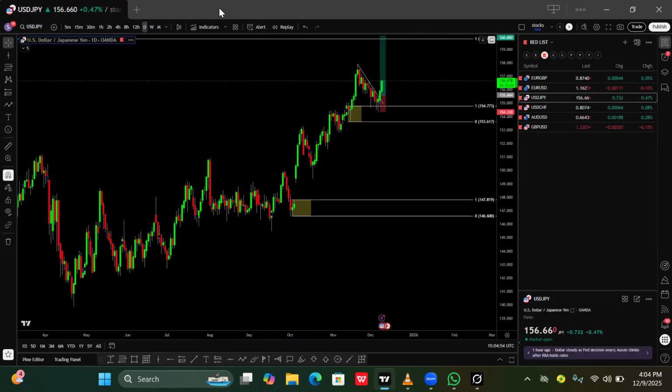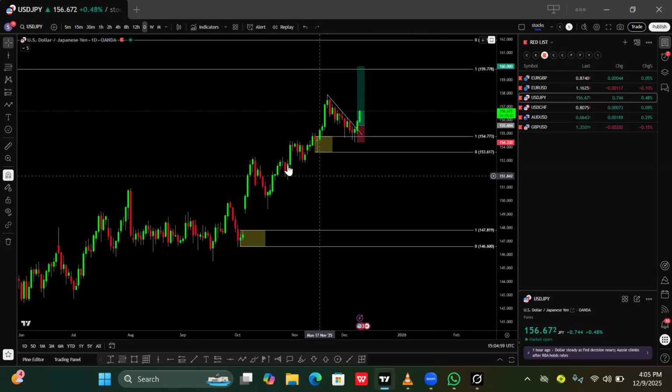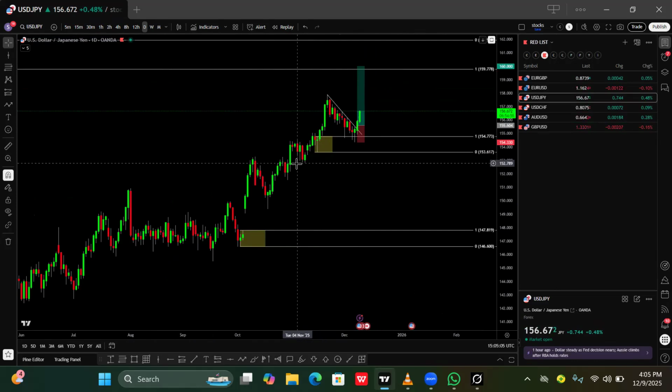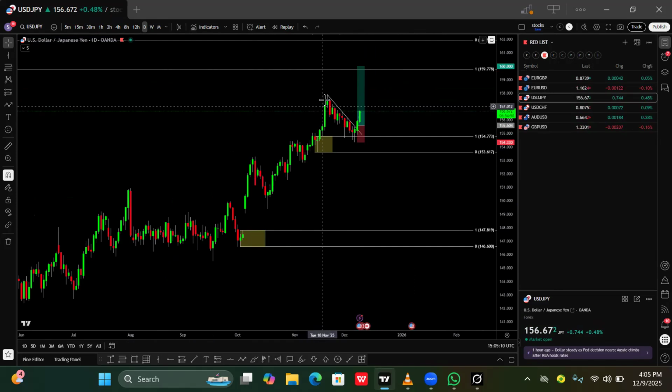USD/JPY. Ooh, this is actually going well. Now, this is the daily time frame. Initially, when Powell said they weren't going to cut rates by December due to the lack of data from the federal government because of the shutdown, market started screaming higher. Not up until Williams came out and said, yeah, we can still cut rates by December.